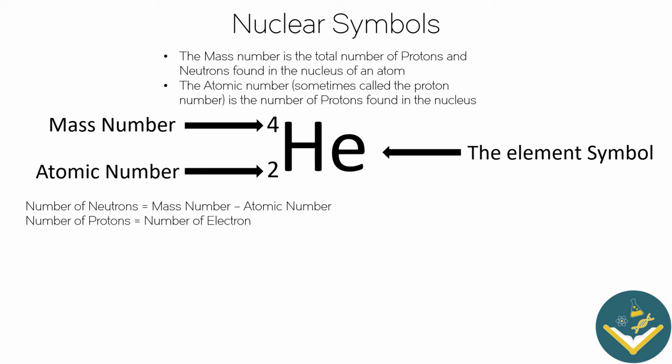Another important thing to note is that the number of protons in an atom is always equal to the number of electrons. This is only true for atoms. It does not work for ions, as you'll see shortly.